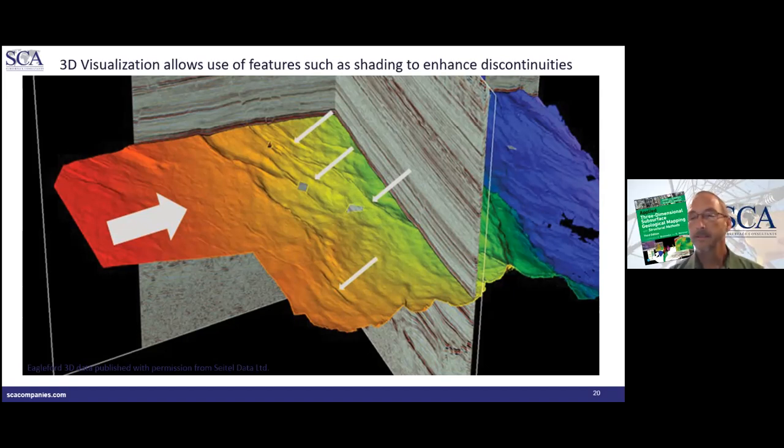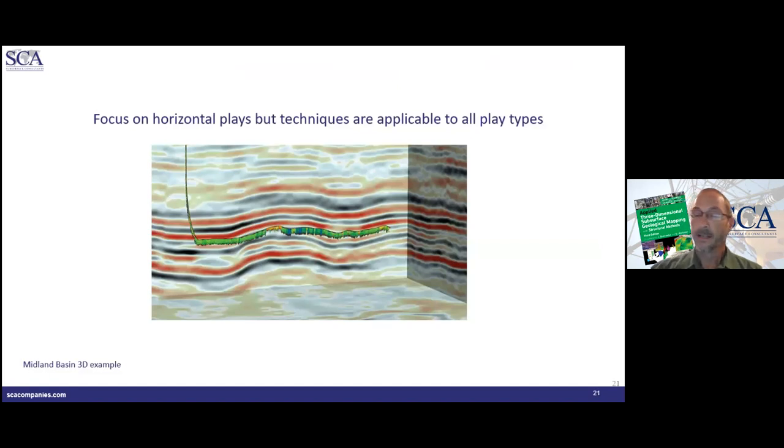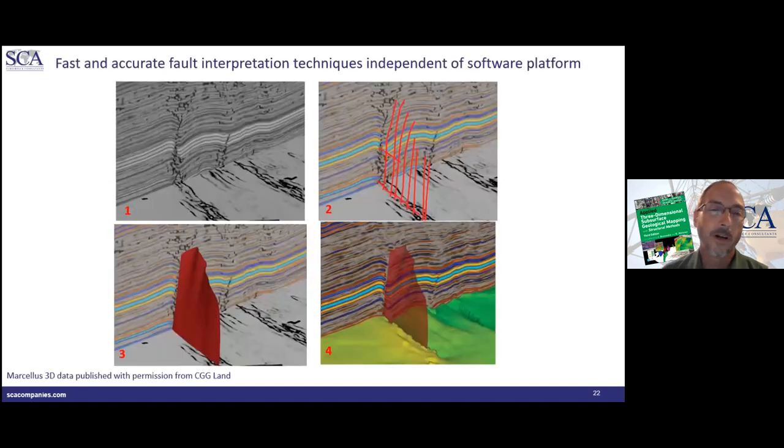Now, the next slide is just to say that we're focused on horizontal plays. Here's an example from the Midland Basin. And what we're seeing here is these techniques described in Chapter 9, they are applicable to all play types. And in addition, these methods presented in this chapter are not software specific, but should be applicable to any major application in use today. And the next slide will show the fault interpretation techniques that we outline in the chapter.